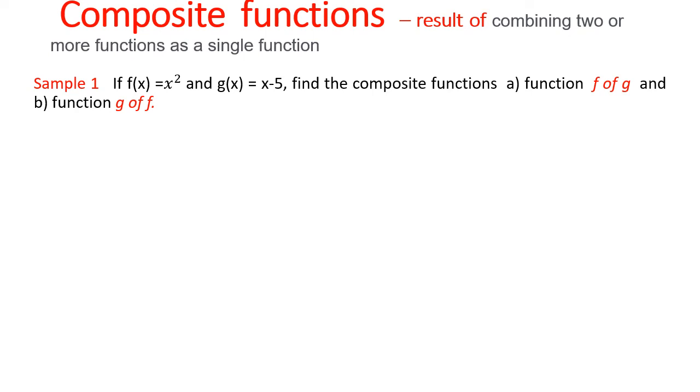Composite and inverse function. If f of x equals x squared and g of x equals x minus 5, find the composite functions of f of g and g of f. So you have this solution.